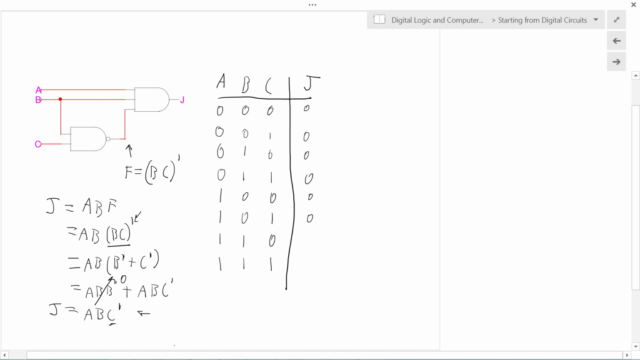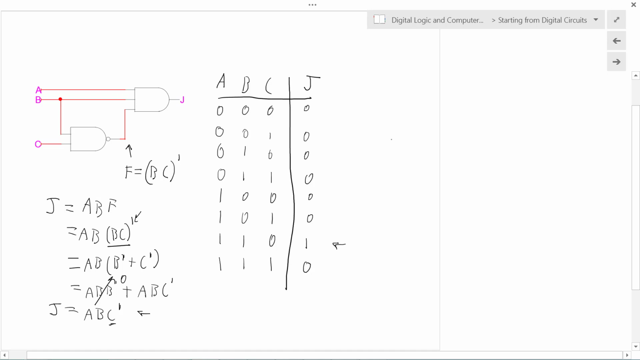Notice that if C is equal to 0, then C prime is equal to 1. 1 ANDed with something could be whatever A and B is. But if C is equal to 1, then C prime is equal to 0. So we can say if C is 1, J is equal to 0, because 0 ANDed with anything is 0. So the only case where J is equal to 1 is this entry here. And this is our final truth table.